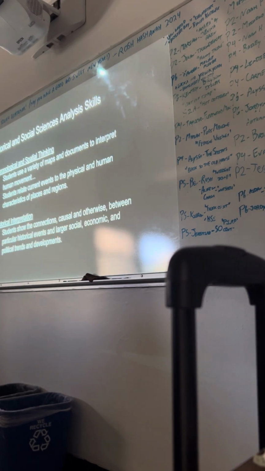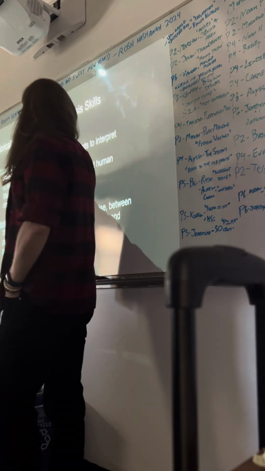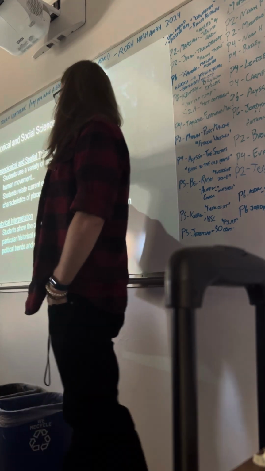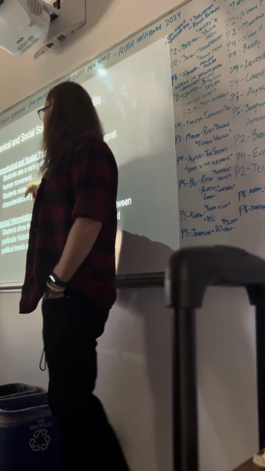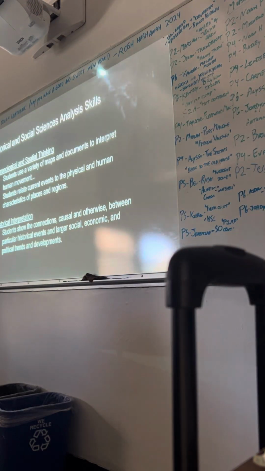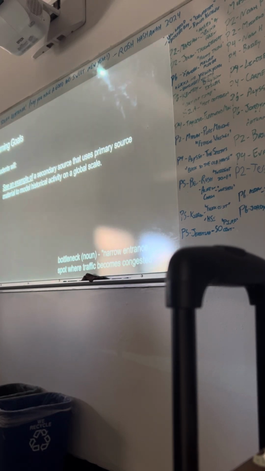We talked before about how in this class you're supposed to learn content, like a bunch of information. You're also supposed to practice skills. I'd say this is the most important skill we're going to practice today: students using a variety of maps and documents to interpret human movement. The rest of this is definitely in there, but I wouldn't focus on it too much. You're going to be working with maps. Some learning goals.